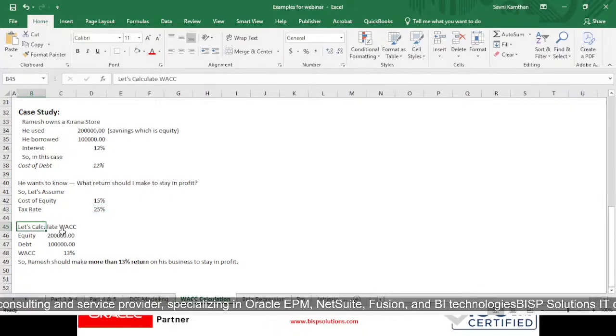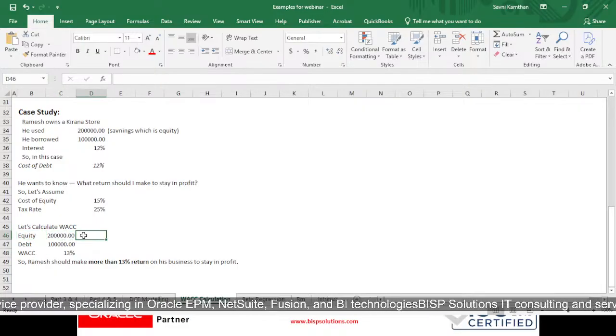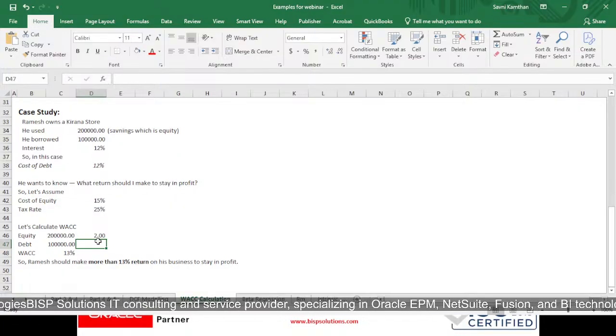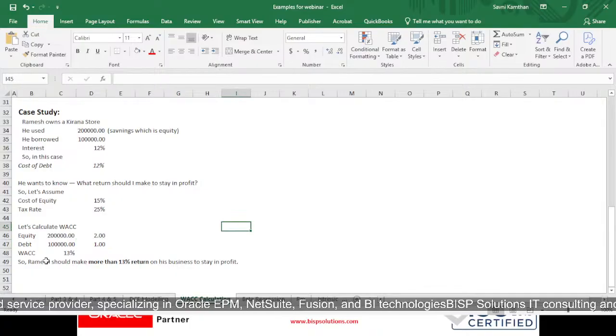So if we calculate our WACC, my equity was 2 lakh rupees, so I will be mentioning it in my formula as 2, just to make it easy, and 1 lakh is my debt, which is the bank loan I have taken at 12% interest rate. I will be mentioning my 1 lakh as 1, right?